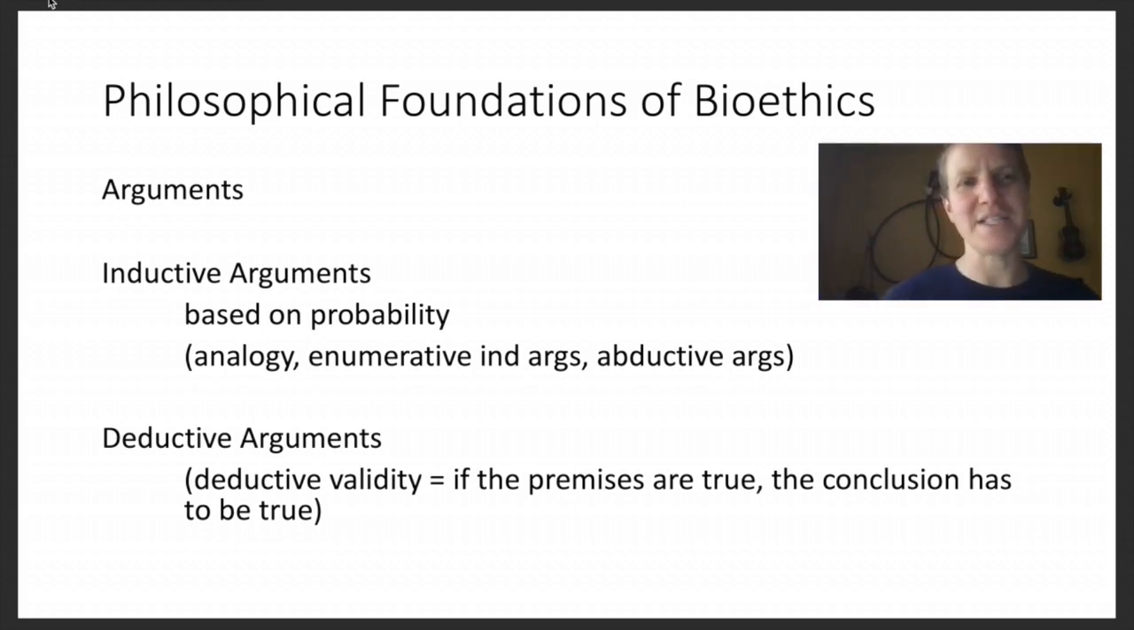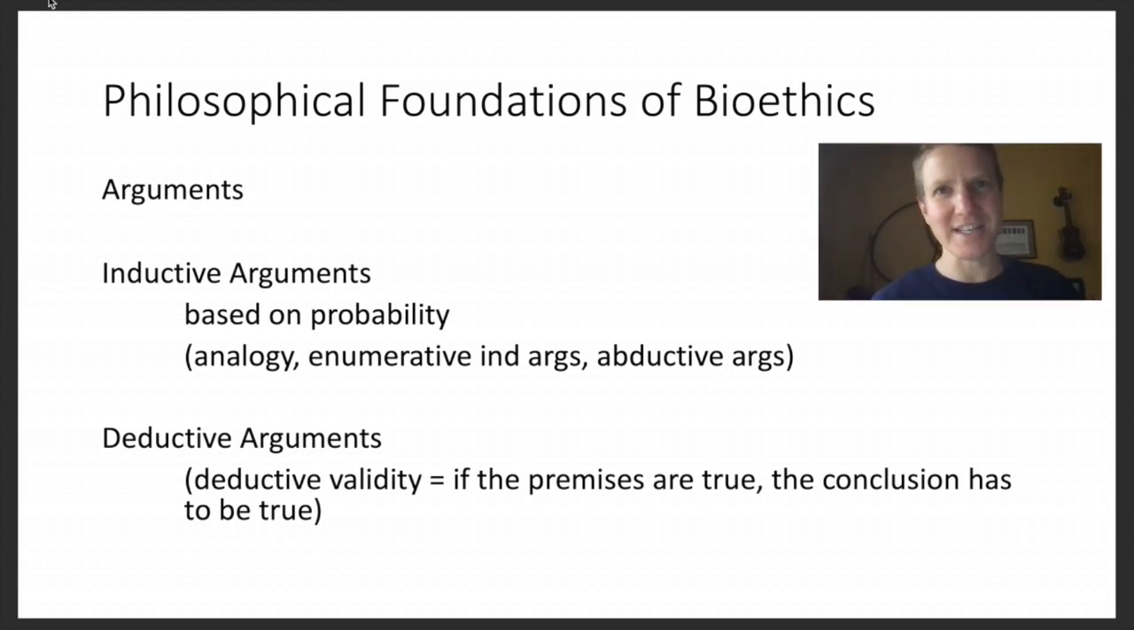We talked about different types of inductive arguments: arguments by analogy, enumerative inductive arguments, and abductive arguments, which you can go back and review, all those types and the different criteria for success of those different kinds of arguments. How to evaluate an inductive argument depends on what type of argument it is. And then we talked about deductive arguments, where deductive arguments have a special feature called deductive validity, which means that if the premises are true, the conclusion has to be true.